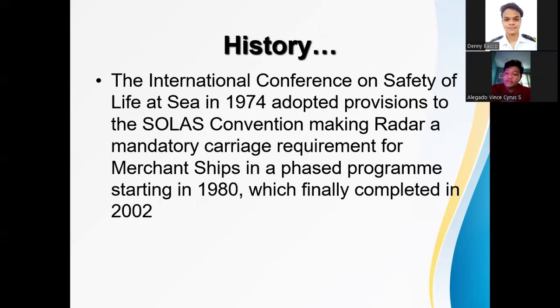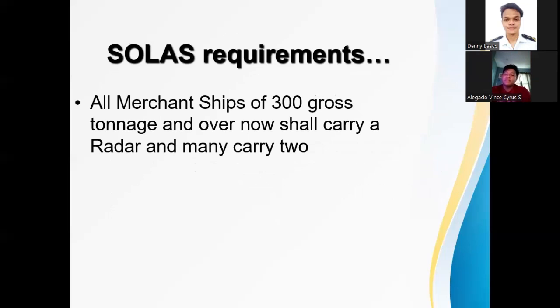The International Conference on Safety of Life at Sea in 1974 adopted provisions to the SOLAS Convention, making radar a mandatory carriage requirement for merchant ships in a phased program starting in 1980, which was finally completed in 2002. SOLAS requirements: all merchant ships of 300 gross tonnage and over shall now carry a radar, and many carry two.